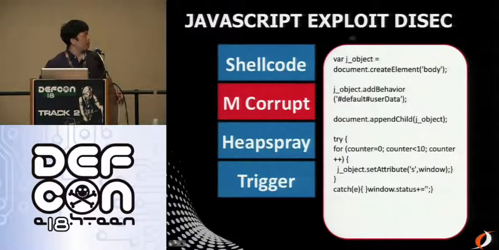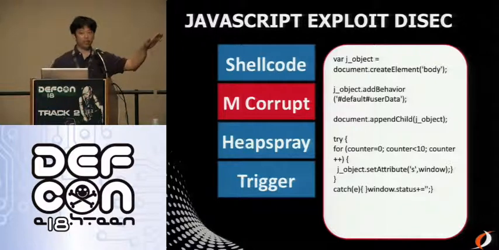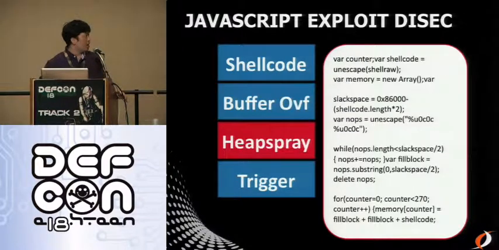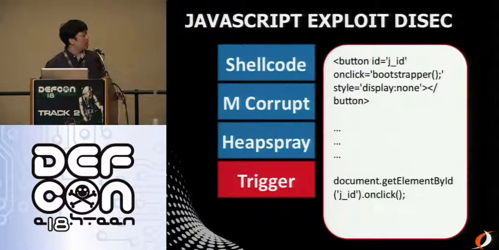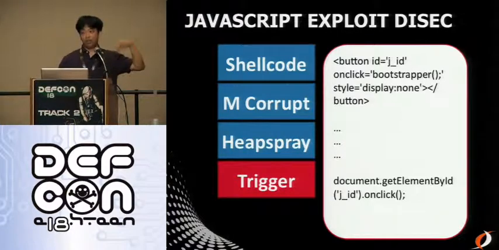This is the memory corruption part. We're using IE peers as our example here, and we're using the exploit that's provided by Metasploit for the IE peers vulnerability. And this is the heap spraying part. And finally, this is the trigger. This is the actual trigger that would execute the piece of malicious JavaScript.